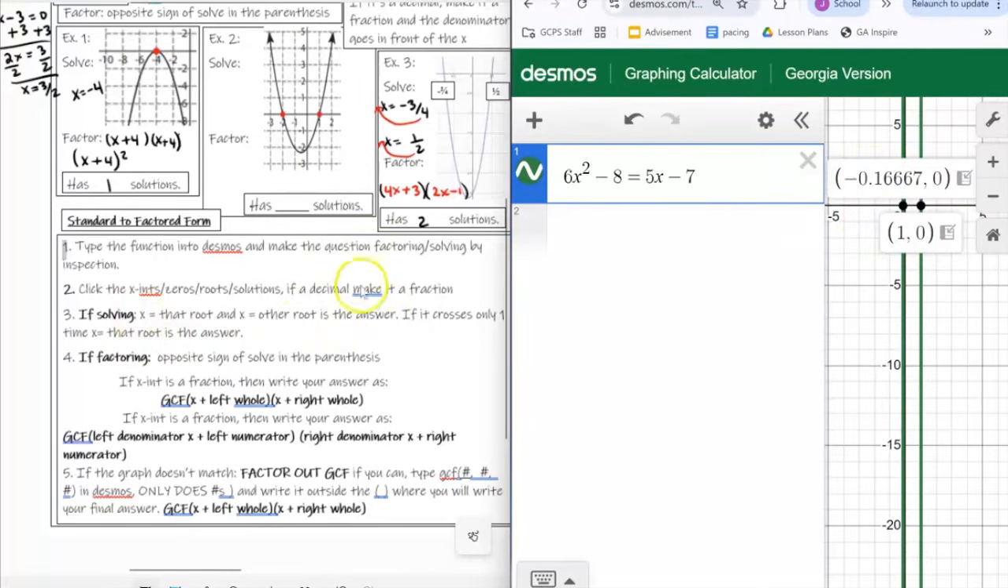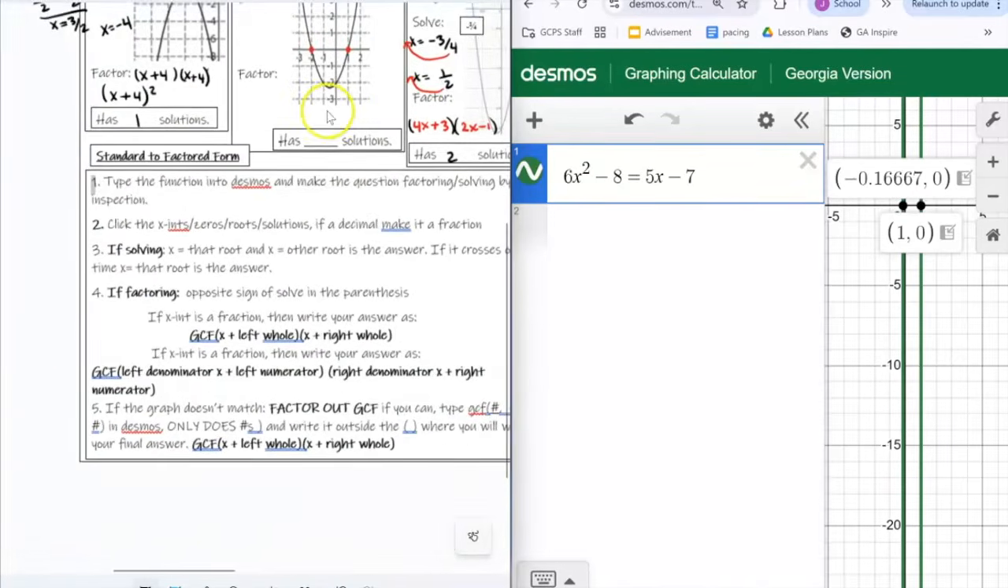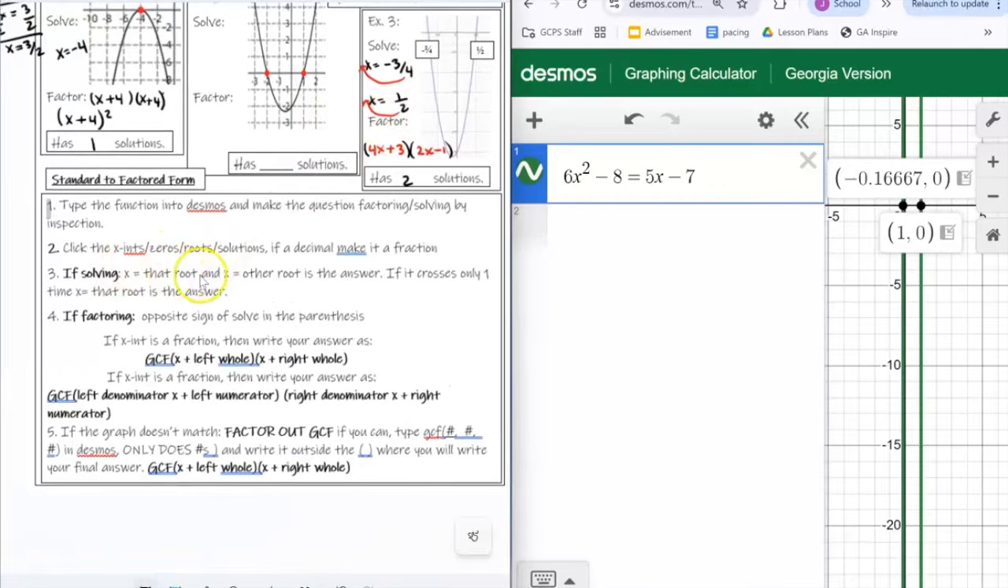If you are solving, so in this table, what do I want? I want both. I want you to solve it and I want you to tell me factored form. So if you were solving it, what does that look like? If you were writing it in factored form, what does that look like? All right, so if solving, x equals that root and x equals the other root is the answer. If it crosses only one time, x equals that root is the answer. So mine crosses twice, so x equals this and x equals that is the answer.